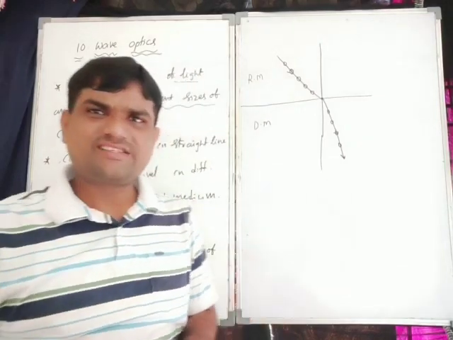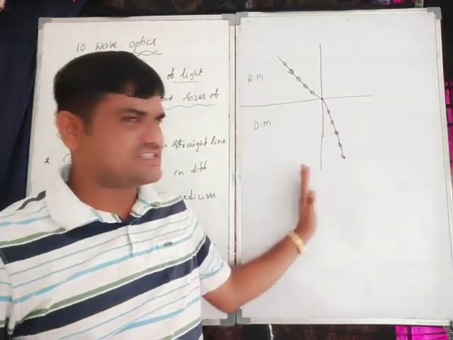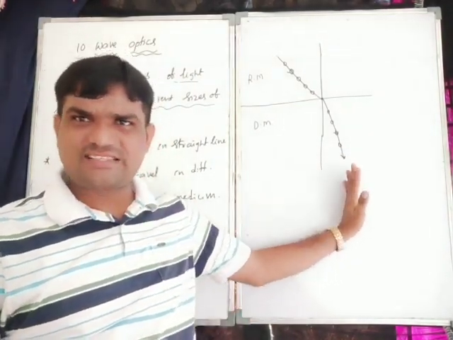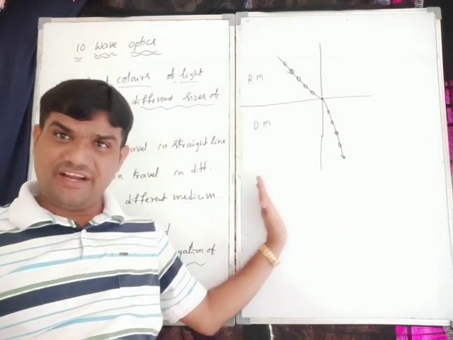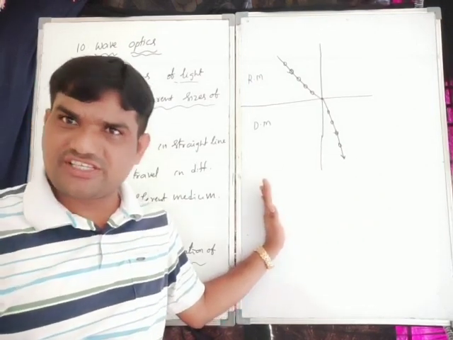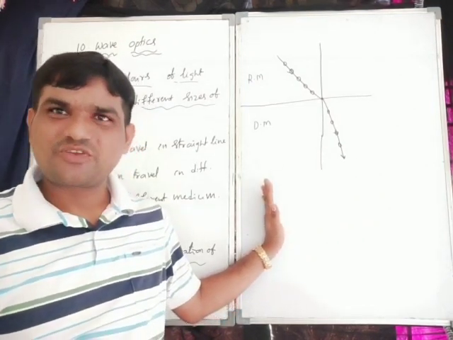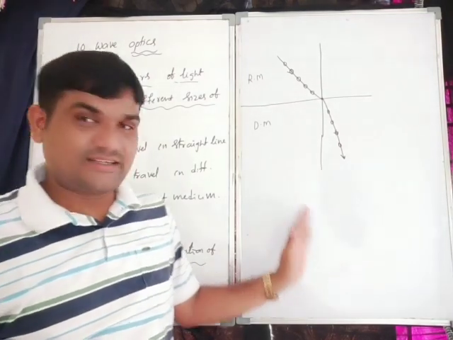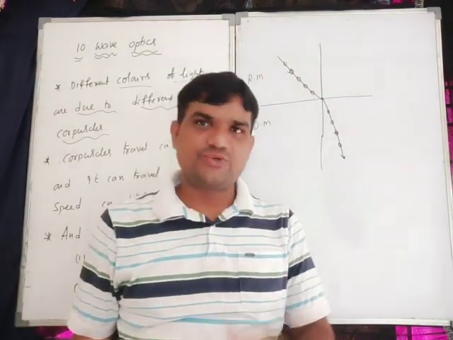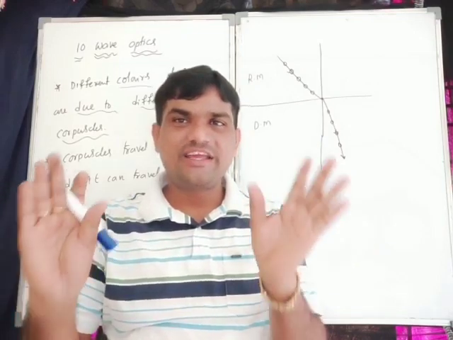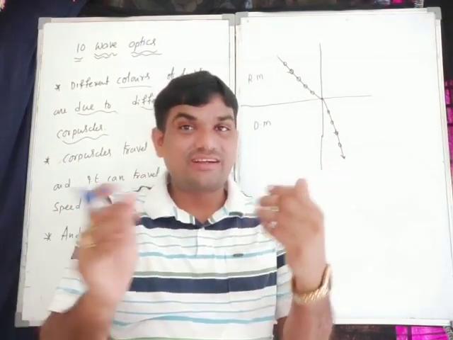Sir, why is the light bending this side? Why, sir, are the corpuscles bending this side? What is the reason behind that? And they ask that question. So at that time, Newton gave an explanation for it.